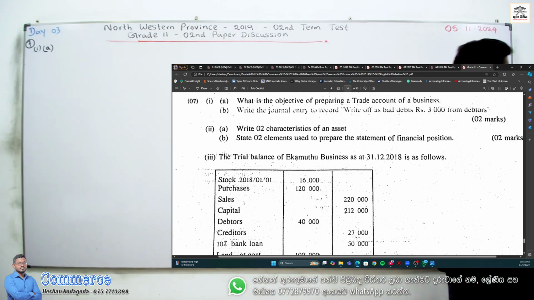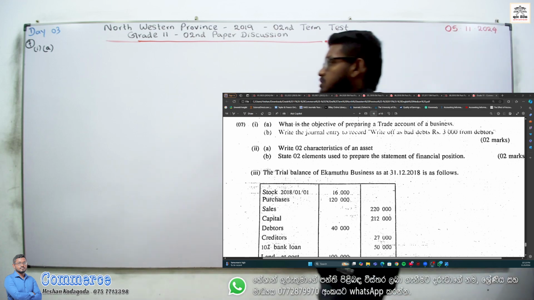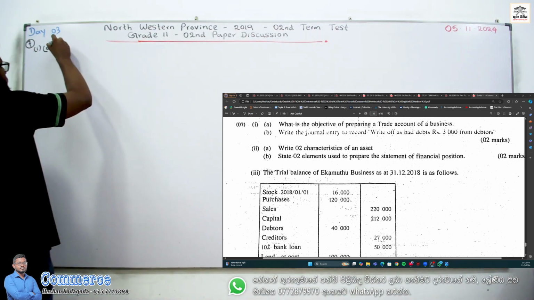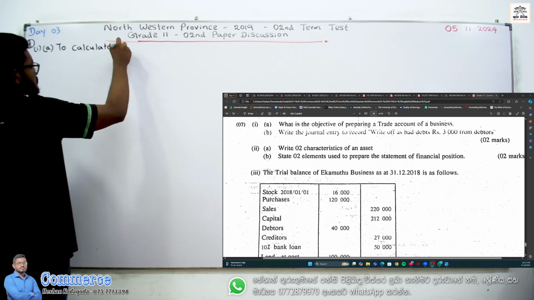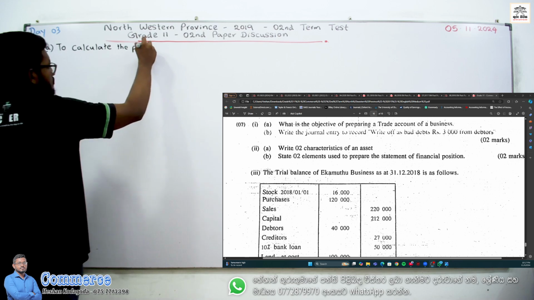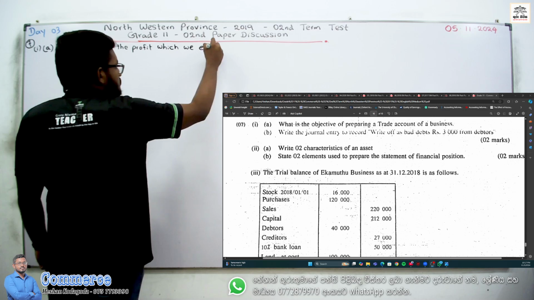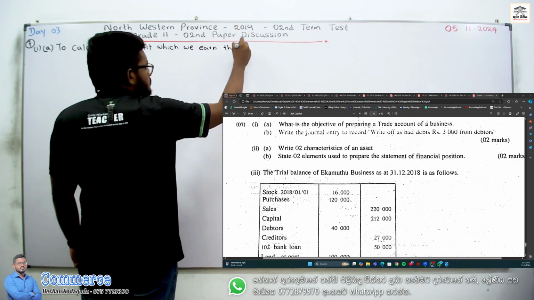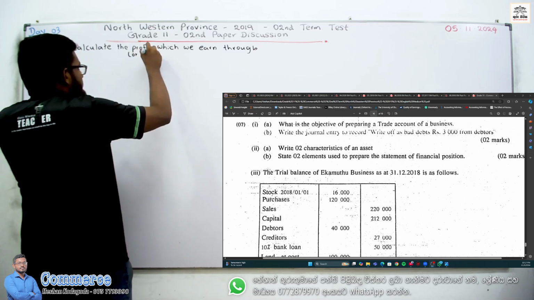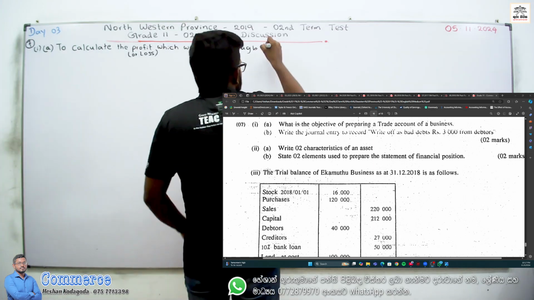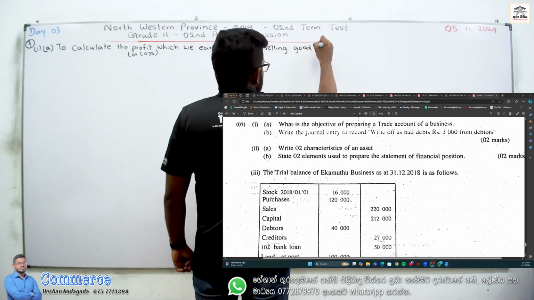So, why do we prepare the trade account? To calculate the profit or loss, it can be a loss as well, which we earn through selling goods and services.